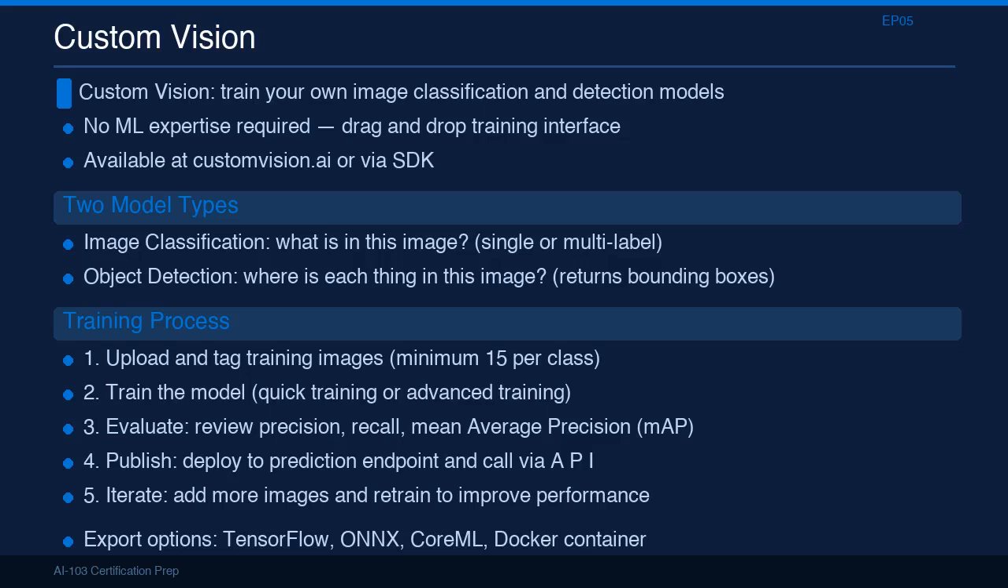The training process starts with uploading and tagging your training images. Custom Vision can train with as few as 15 images per class, though more images always improve accuracy. After training, the evaluation screen shows you precision and recall per class and the overall mean average precision score. For deployment, you publish the trained model to a Custom Vision prediction endpoint and call it via a simple HTTP API. An important export feature: you can export your trained model to ONNX, TensorFlow, or CoreML format to run it locally on a device, embedded in an app, or inside a Docker container with no internet connection required.